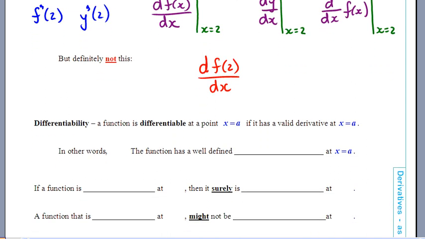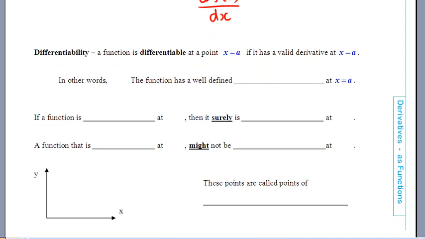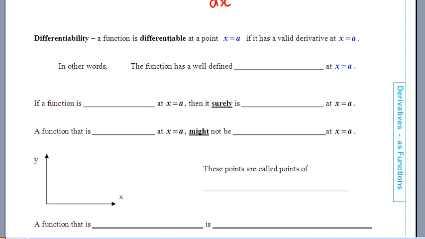Okay, just a little bit of vocabulary. Let's talk about this big crazy word here, differentiability. A function is differentiable at some point if it has a valid derivative there. So if somebody says, is this function differentiable at x is equal to 2, what they're saying is, does this function have a very clear, well-defined tangent line? If you had a ruler and you were to walk up to the function and somebody said, draw the tangent line at this location, would you know what to do?